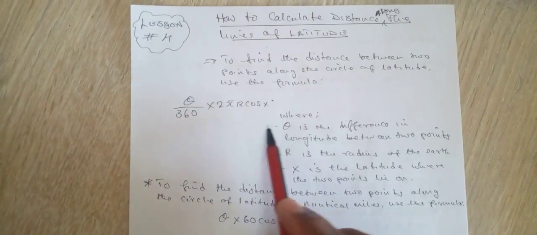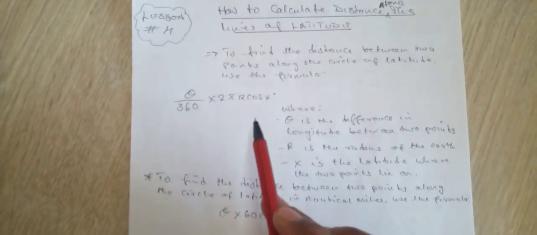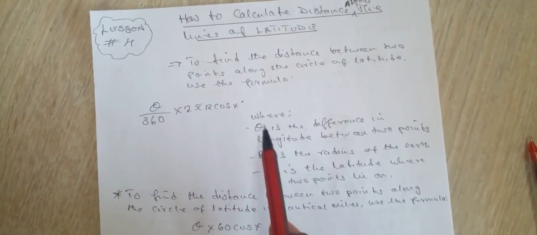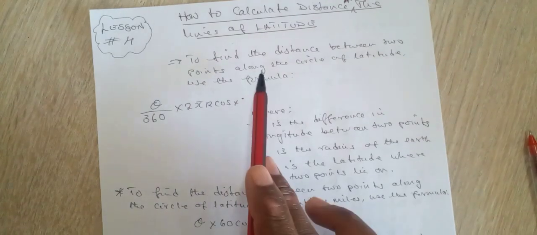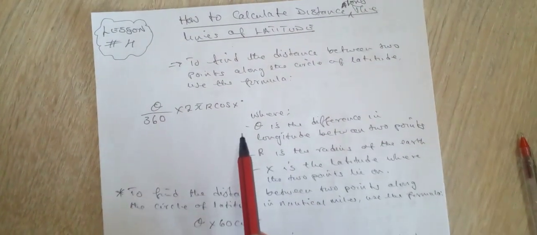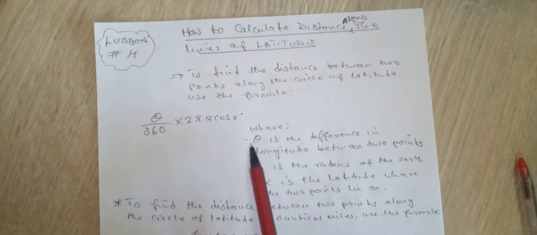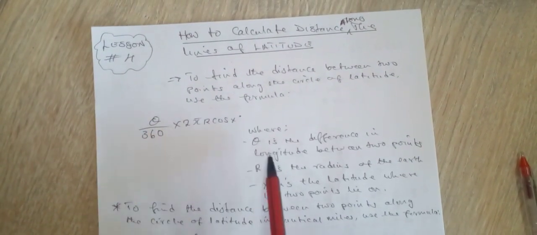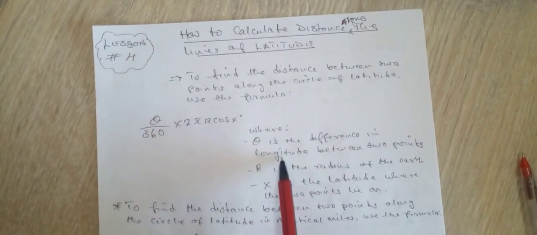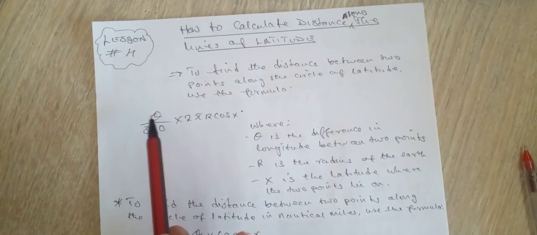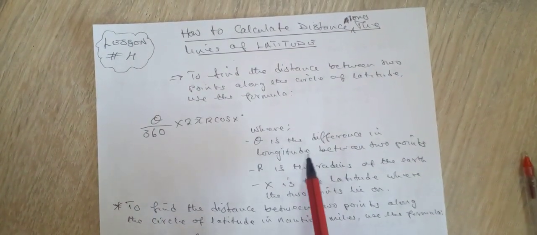Now, this formula is very important for you to master and to know, because in your exam paper 2, they ask either this kind of question or they bring both of them, with the other one we did in lesson number 3. So, what is my theta in this formula? Theta is the difference in longitude between 2 points.